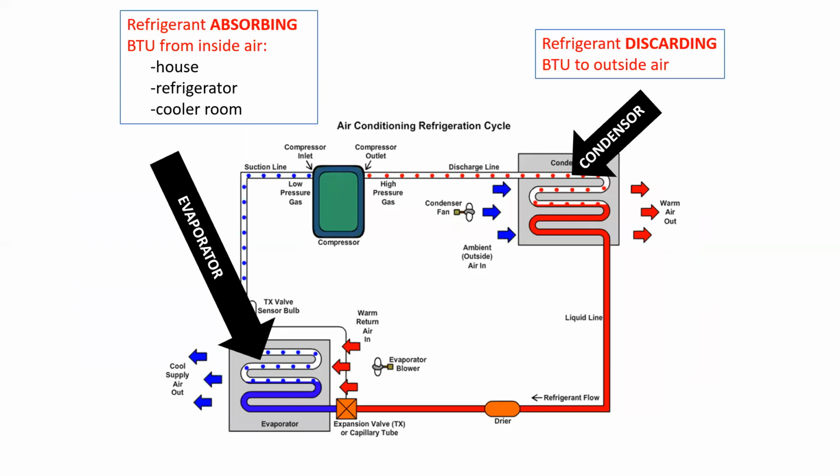So, to summarize, refrigerant is discarded and BTUs are dropped outside from the condenser. Whereas in the evaporator, the refrigerant is absorbing BTUs of heat energy from inside air. And that could be a house or a refrigerator or a cooler room.